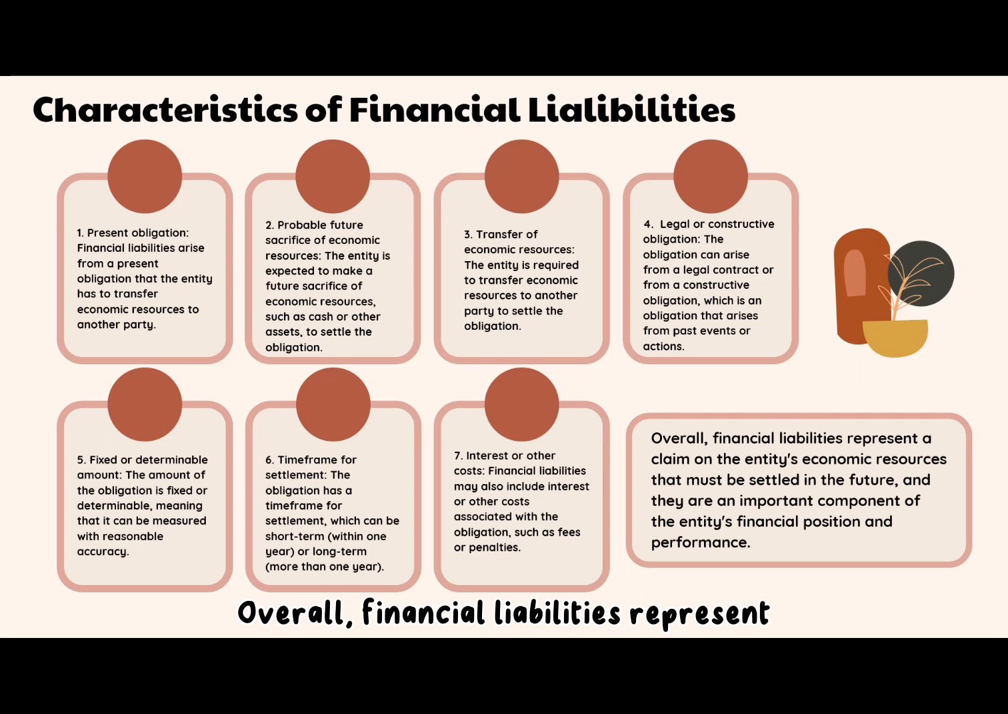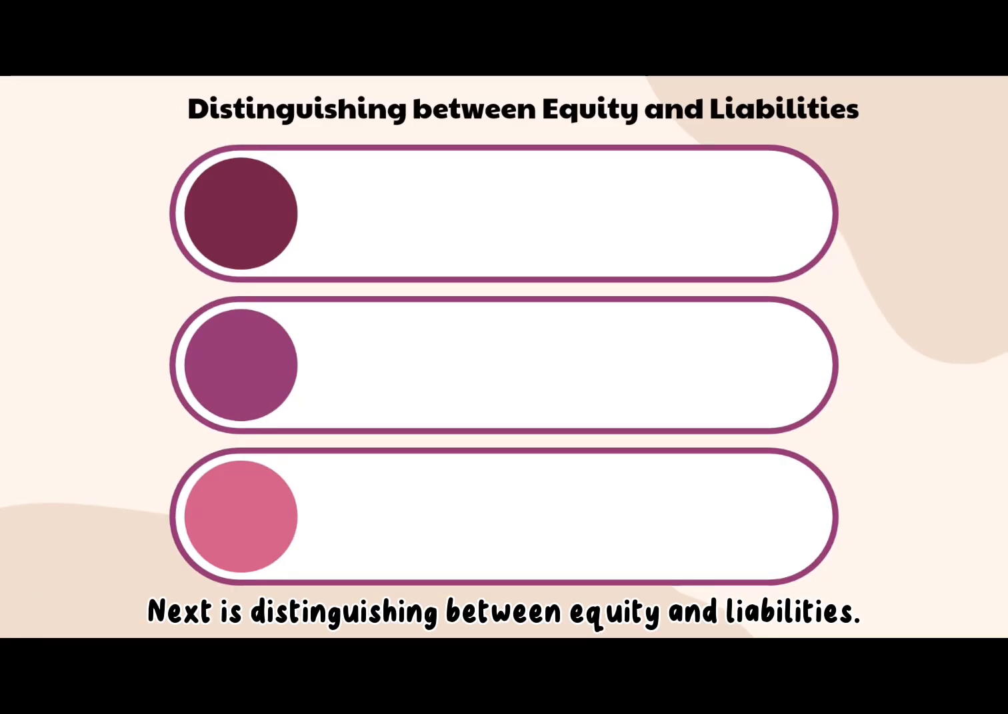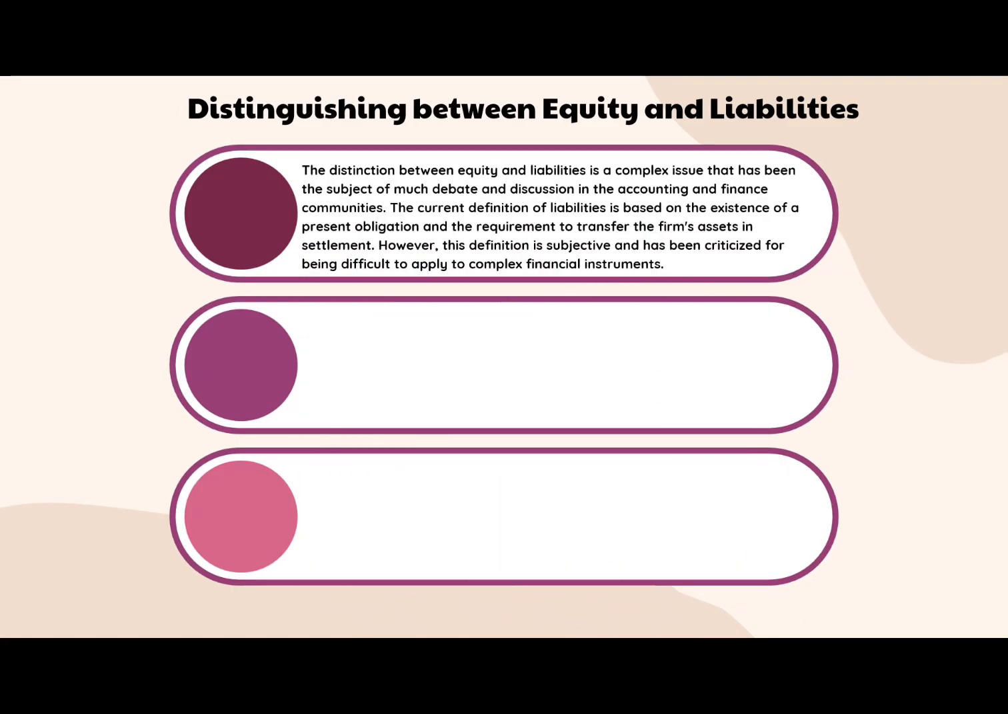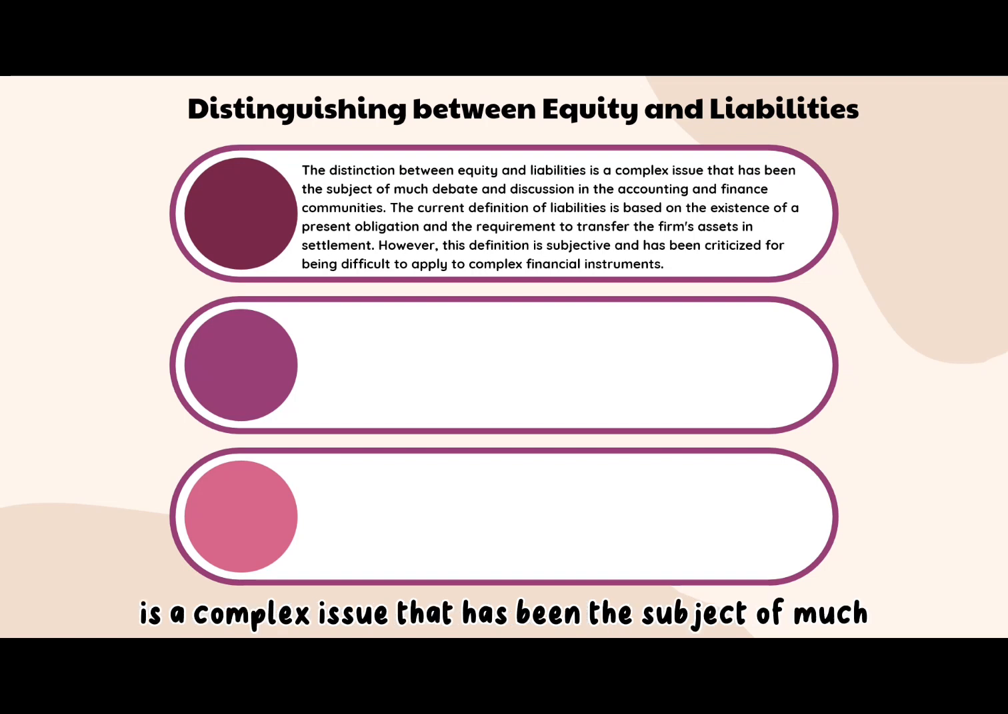Overall, financial liabilities represent a claim on the entity's economic resources that must be settled in the future, and they are an important component of the entity's financial position and performance. Next is distinguishing between equity and liabilities. The distinction between equity and liability is a complex issue that has been the subject of much debate and discussion in the accounting and finance community.